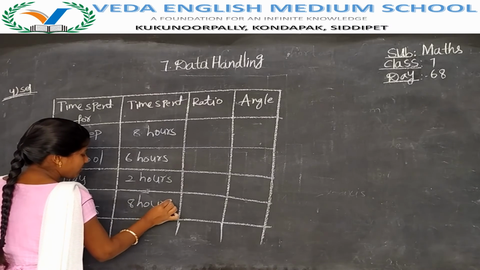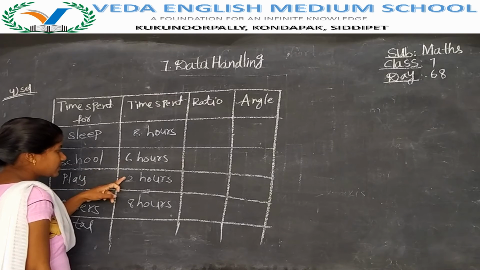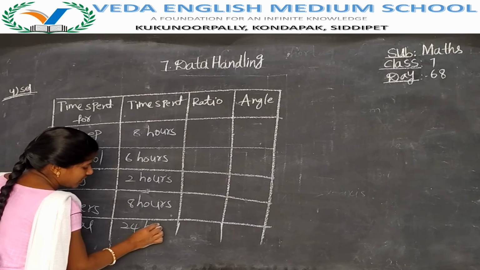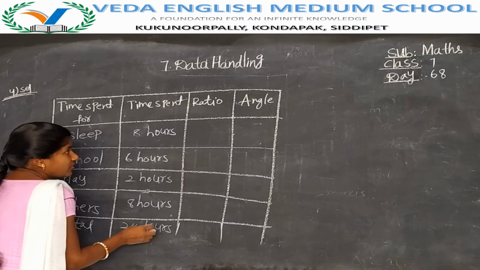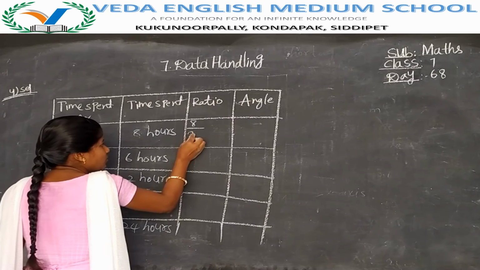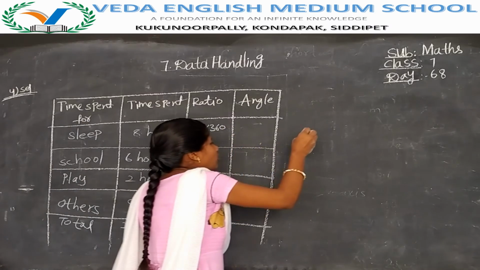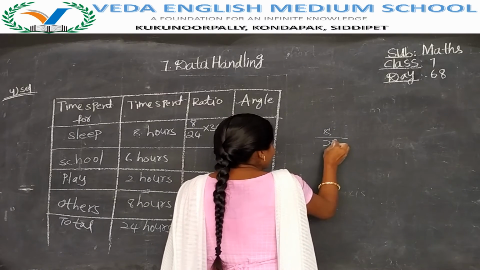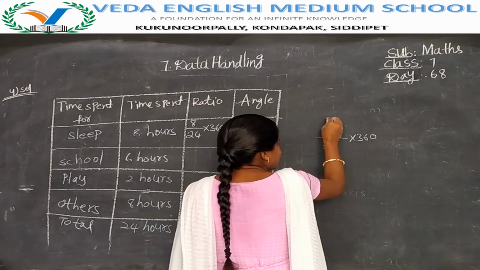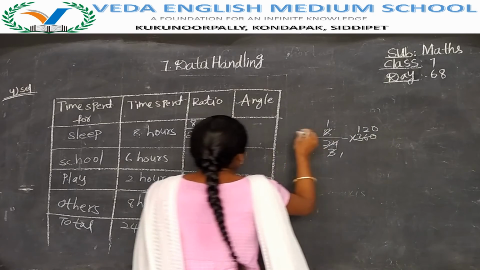Then how many total hours do we count here? 8 plus 6 is 14, 14 plus 2 is 16, 16 plus 8 is 24 hours. In a day you have 24 hours, and they are using the 24 hours like this. Then the ratio: first, 8 hours by total 24 hours into 360 degrees. 8 by 24 into 360. 8 ones are 8, 8 threes are 24, 3 ones are 3, 3 twos are 6: 120 degrees.